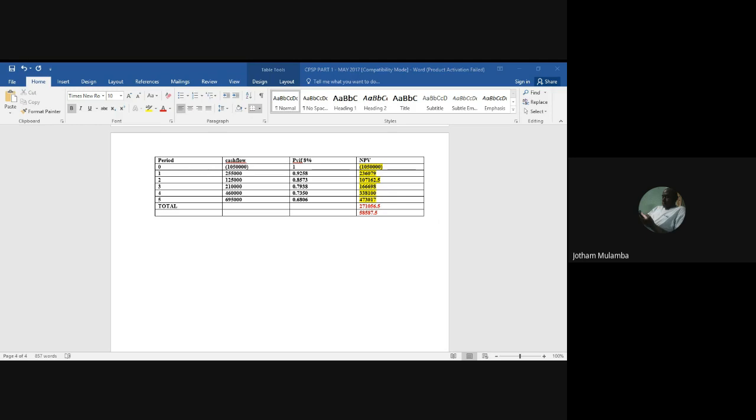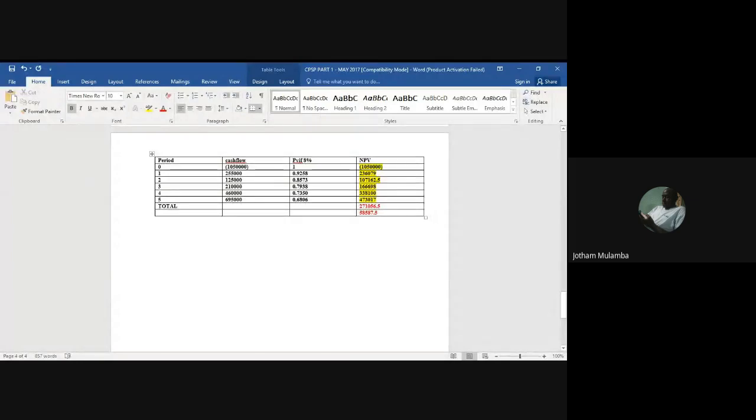Abraham is now getting 271,056. So we have two figures. Which one do we adopt? Abraham is saying we adopt the first one, 271,056.